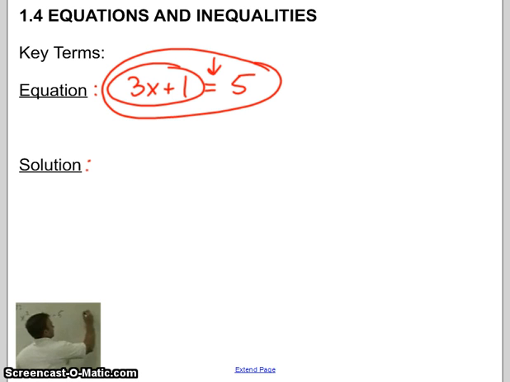Alright, solution. A solution is when we have a number that's replaced by the variable. A solution is when we know what our final answer is. So the number is the solution to the equation.